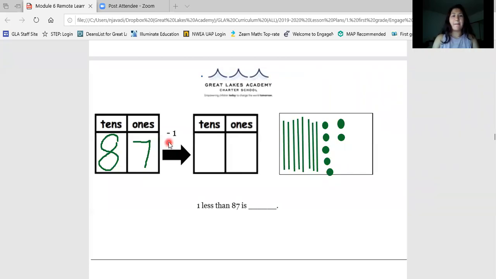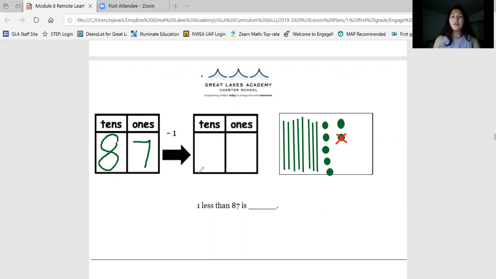Now let's see what this problem is telling us to do. It says minus 1. If it says minus 1, am I going to take a 1 away from the tens column or the ones column? Raise your hand for tens. Raise your hand for ones. That's right. I'm going to take away from the ones column because we're only subtracting 1. So if I'm going to take away, instead of adding on or drawing more, I'm going to take away or cross off by drawing an X over one of my ones.